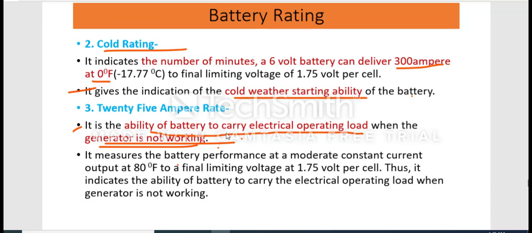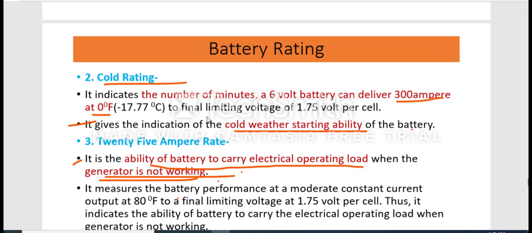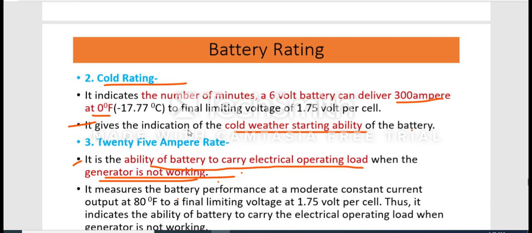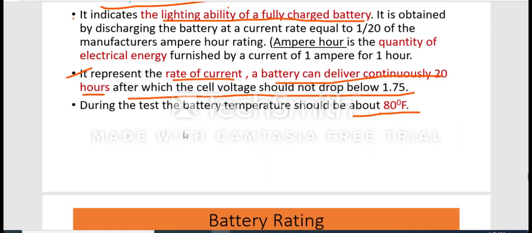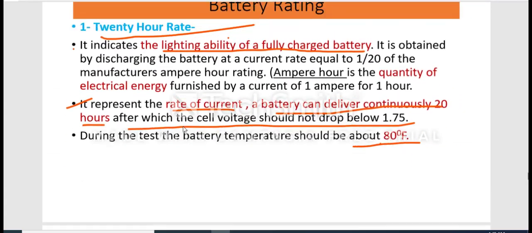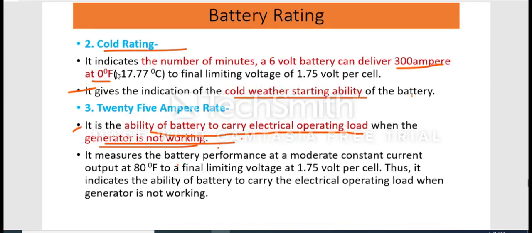You remember these definitions? Questions may be asked in your examination for 2 marks or for 4 marks. So remember this battery rating: 20 hour rating, cold rating, 25 ampere rate.